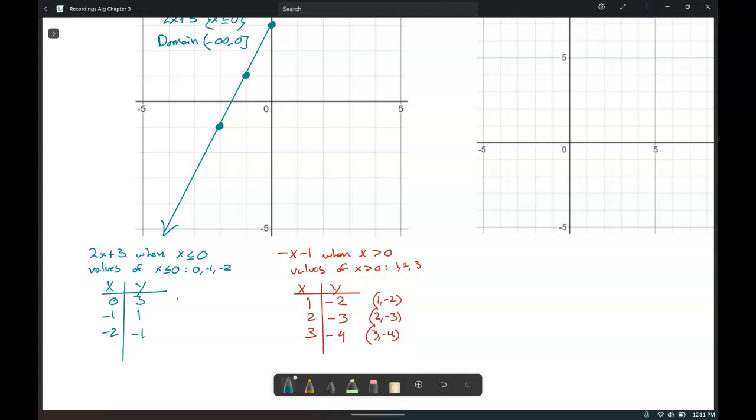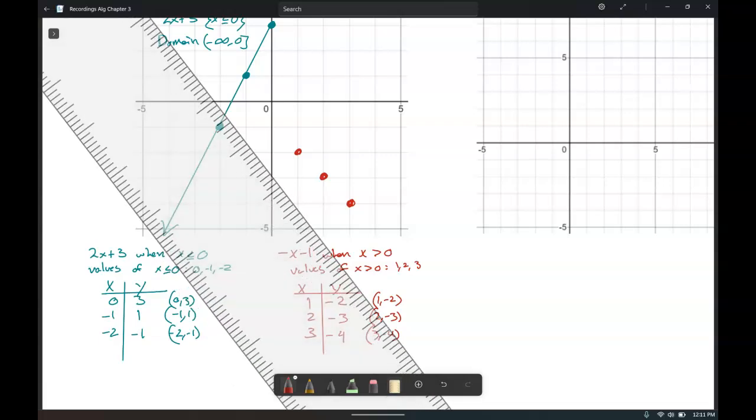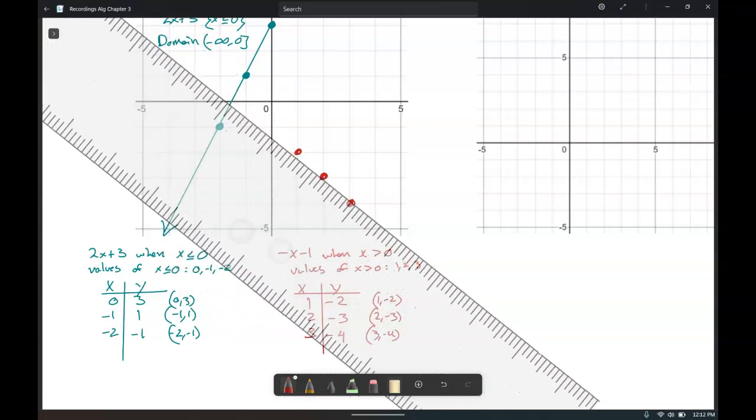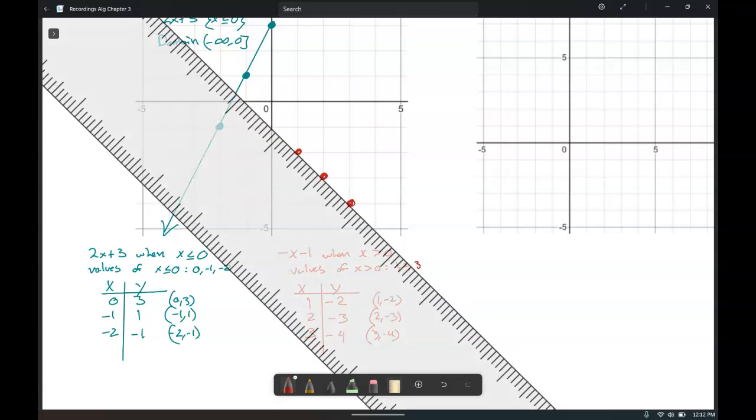Notice I forgot to write these ordered pairs. Let me write those down real quick. So we can plot these points, (1, -2), (2, -3), and (3, -4). Now, this line, again, also will not go in every direction. It continues off to the right. But notice our domain starts at 0.